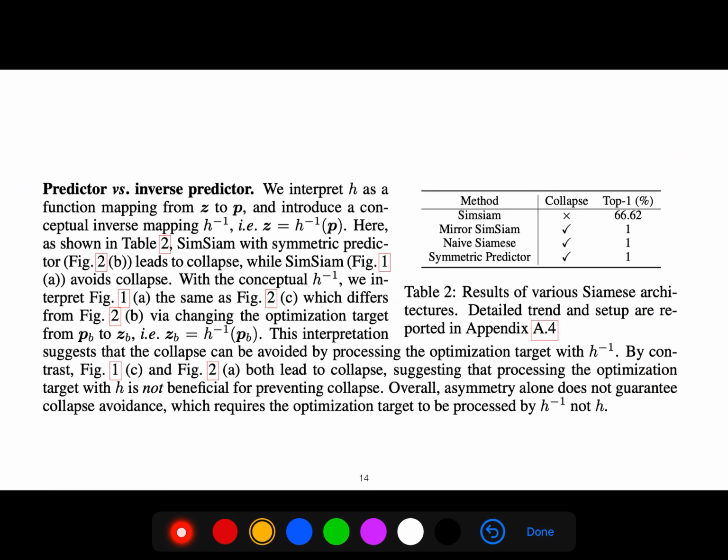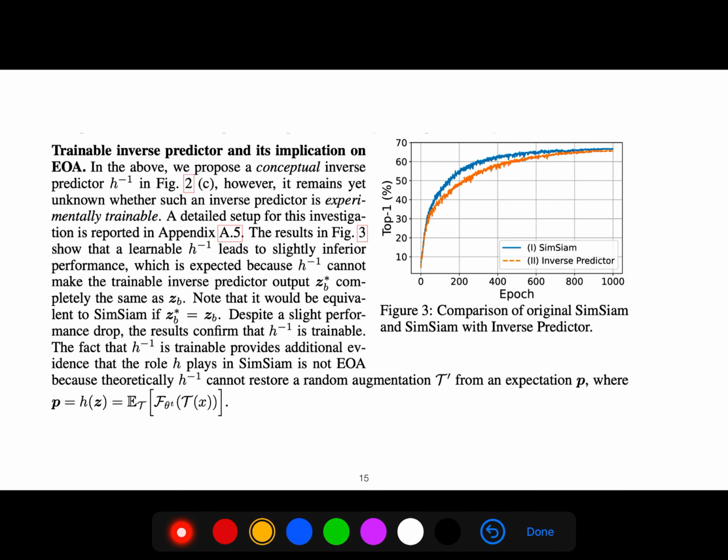But we interpret H as a function mapping from Z to P and introduce a conceptual inverse mapping. SimSiam, we can consider it with a symmetric predictor, which leads to collapse. So we propose a conceptual inverse predictor, and it remains yet unknown whether such an inverse predictor is experimentally trainable.